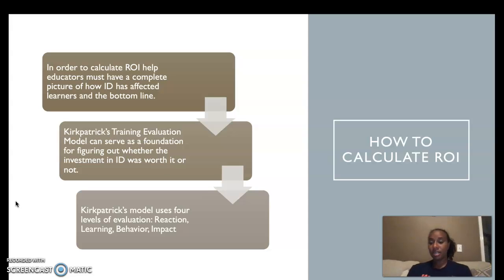Now, how do we calculate return on investment? In order to calculate your return on investment, educators must have a complete picture of how instructional design has affected learners and the bottom line. Kirkpatrick's training evaluation model can serve as a foundation for figuring out whether the investment in instructional design was worth it or not. Kirkpatrick's model uses 4 levels of evaluation: reaction, learning, behavior, and impact.